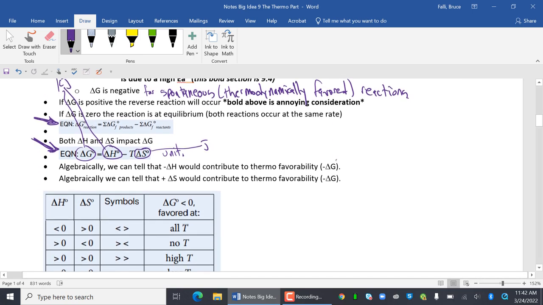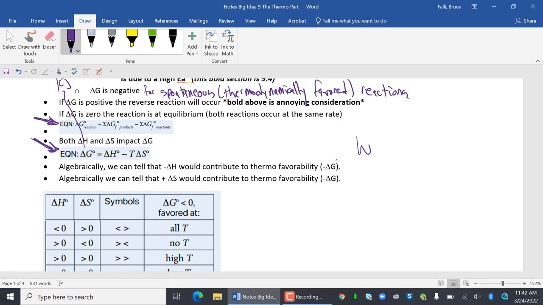If I want my reaction to be spontaneous, if I want delta G to be negative, what would I want delta H to be? Well, then delta H would be negative. I hate this greater than zero and less than zero kind of thing, so I'm going to throw in here a negative and a positive. I'd want delta G to be negative. What about delta S? I'm going to subtract it, so if I subtract a positive, that's going to help contribute to its negativity. That means it's going to be always spontaneous.